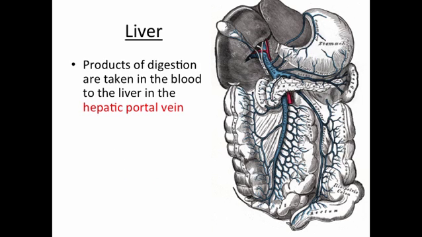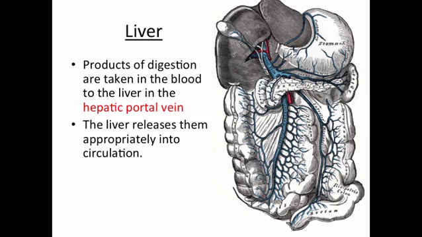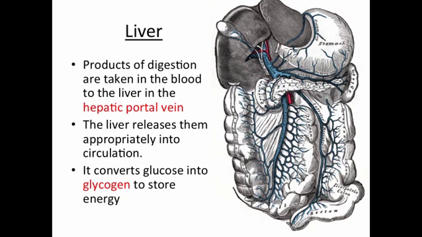Now, anything that has been digested and absorbed into the bloodstream is taken straight to the liver in a very important blood vessel called the hepatic portal vein. You can see it running up from the intestines up there to the liver. Okay, so the hepatic portal vein takes the products of digestion up from the small intestine to the liver. The liver then decides when these products need to be released into circulation. It will convert any excess glucose into glycogen, which is the human's way of storing energy.